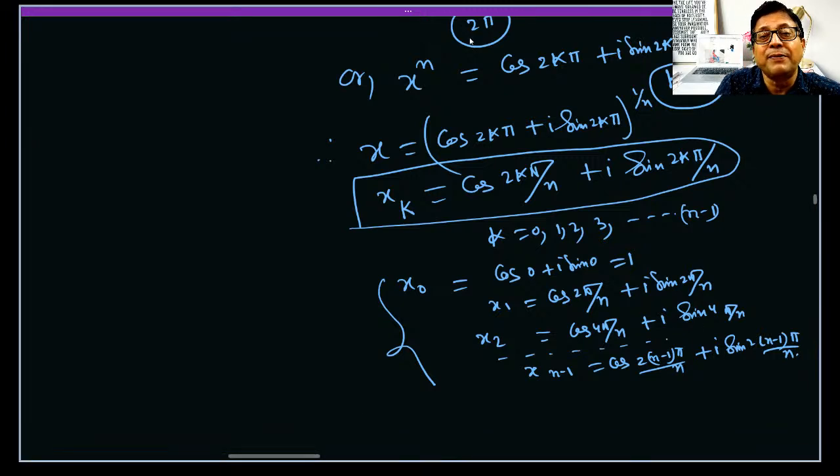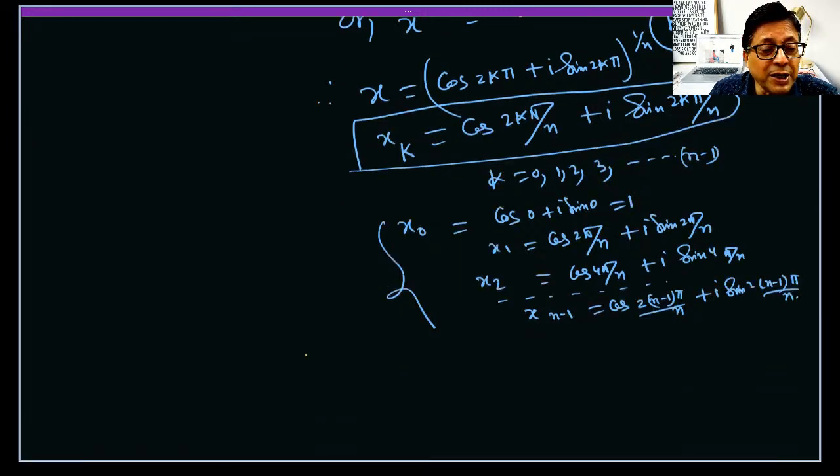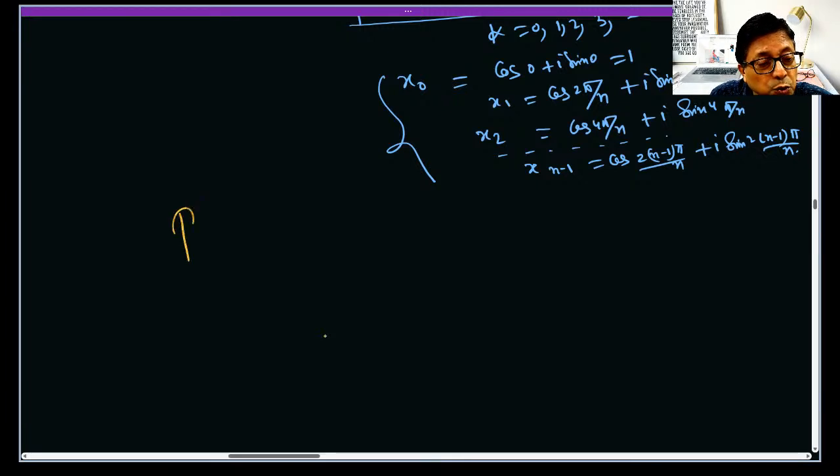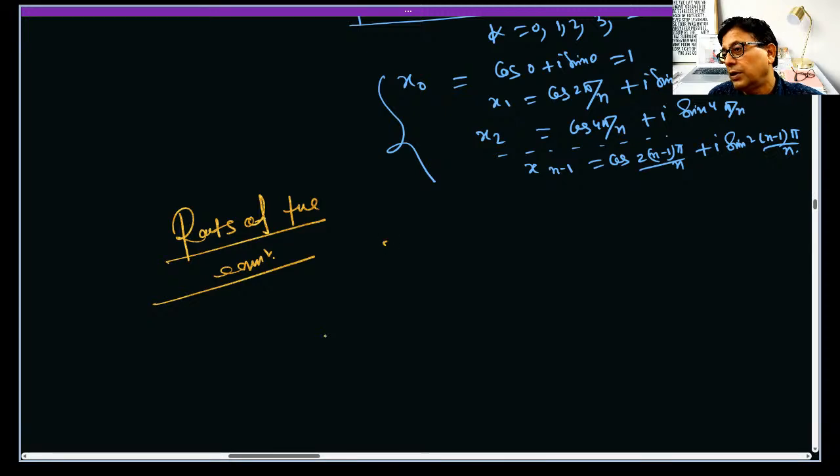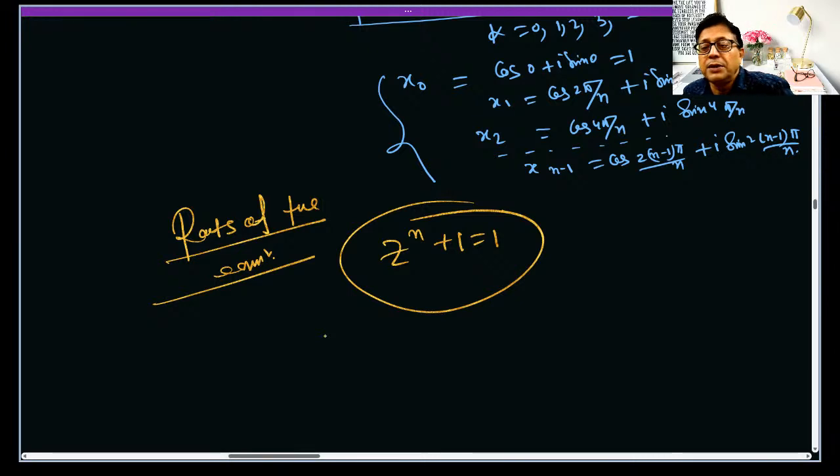Let me find another application of it. Suppose I want to find roots of the equation z to the power n plus 1 equal to 0. As it is a complex number, I am starting with z to the power n plus 1 equal to 0. Sorry, this is 0. How to solve this equation?